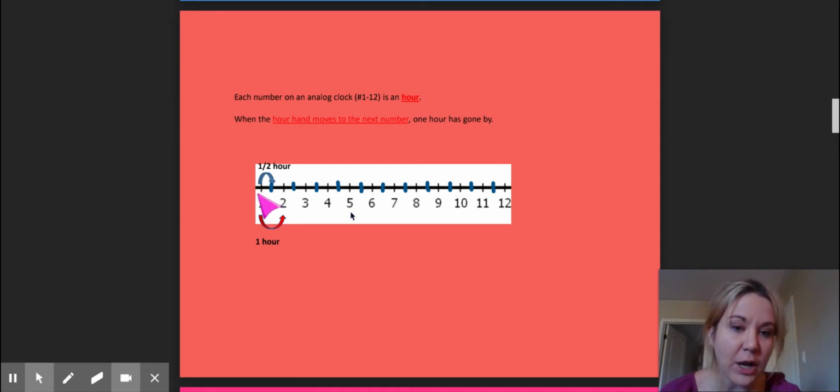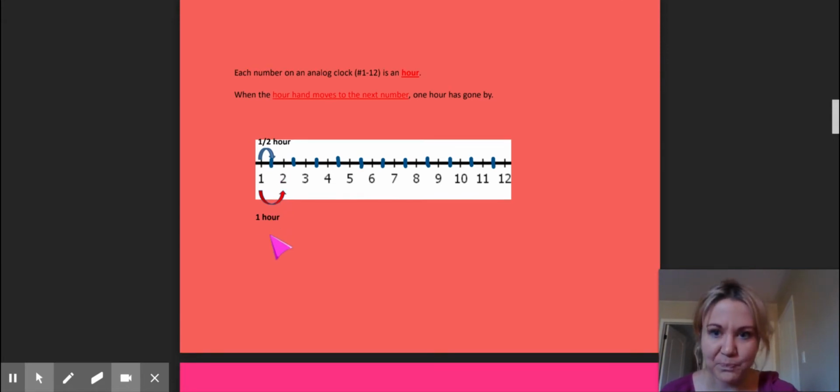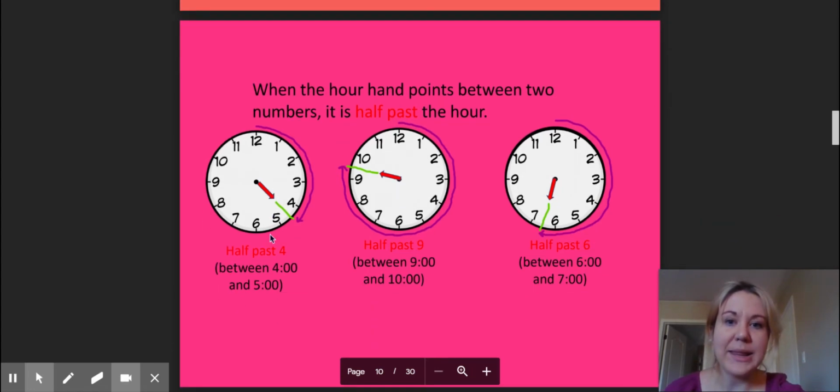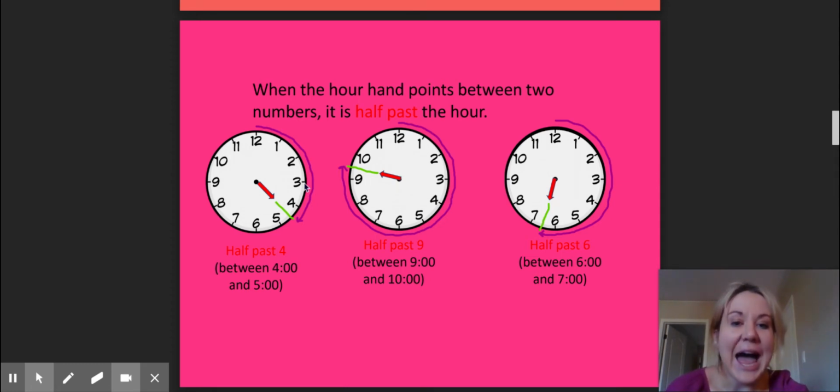Now today we're talking about if it's between two numbers. So if the hour hand's pointing between the 1 and the 2, okay, then that's not a full hour, that's called a half hour because it's right in between it. It's halfway in between the 1 and the 2, okay? When the hour hand points between two numbers, it is half past because it's halfway between two numbers, okay?